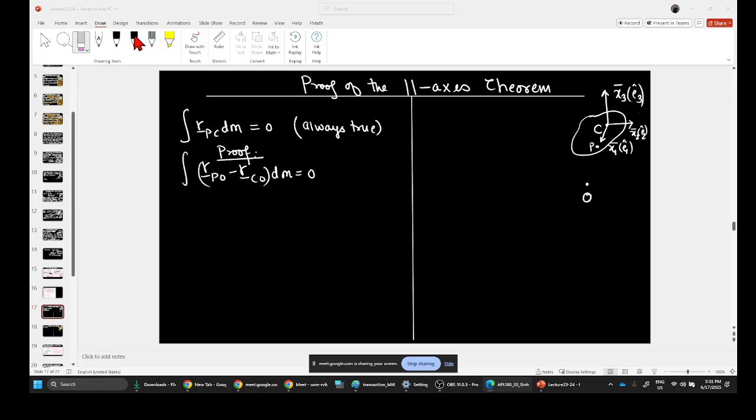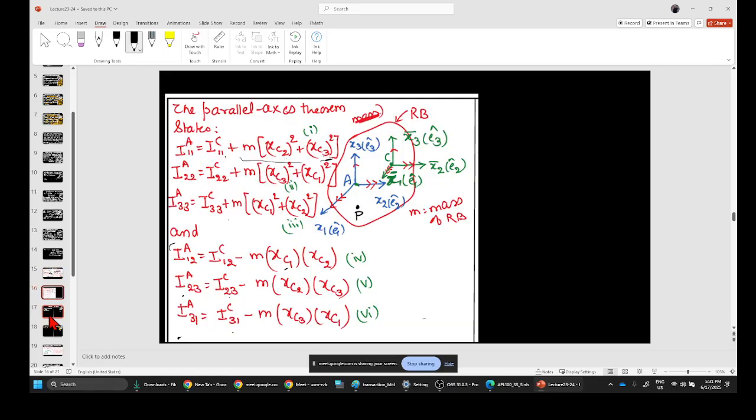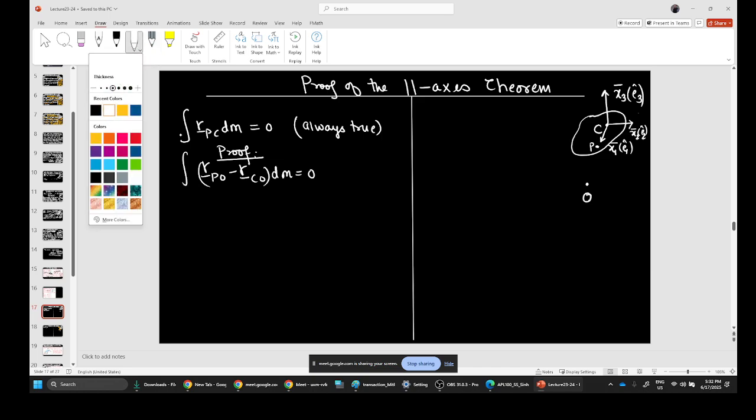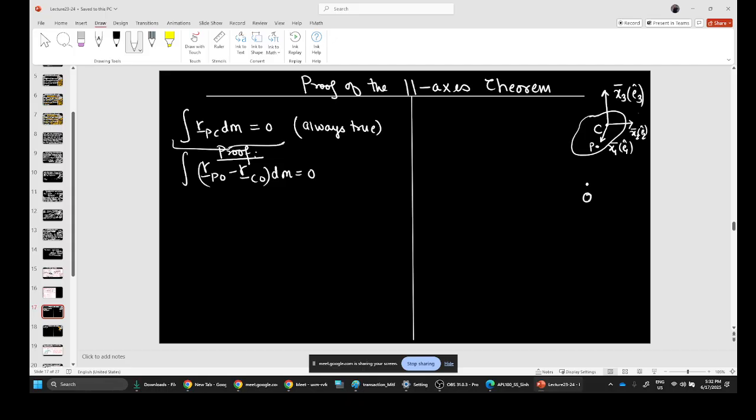Now before I prove these statements per se, let's have a useful formula with us, and that is this, what I have written here. Whenever I come across this integral of R_PC dm, we can set that to be 0. It is always true, where P is a typical point on the RB and C is the center of mass. Let me first prove this.